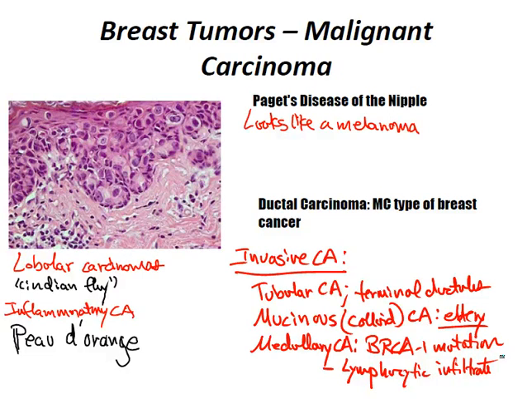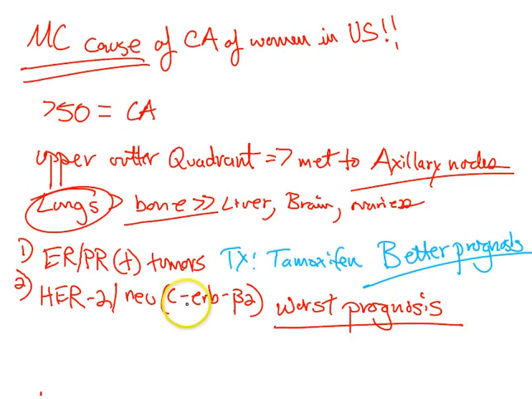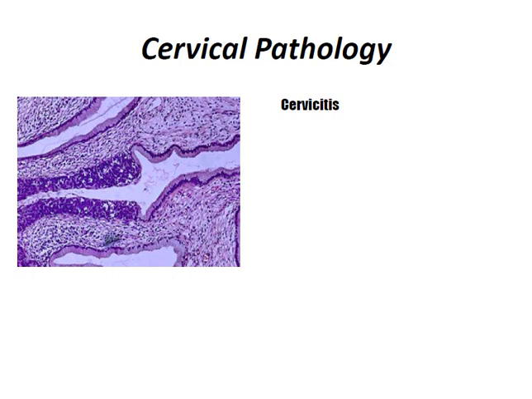So that is malignant breast tumors, and I hope that cleared up a bunch of stuff for you with the benign and the malignant breast tumors. So let's talk about cervical pathology. We're going to talk about cervicitis, and right here is a good picture of some cervicitis.